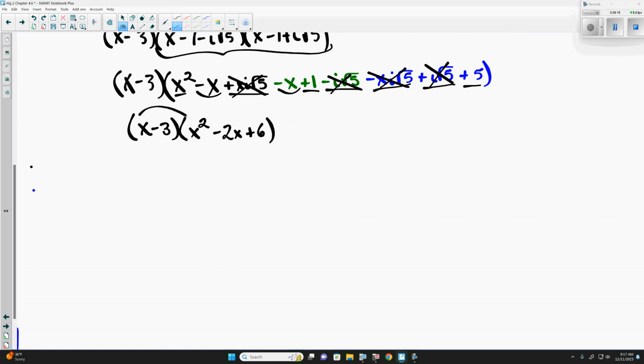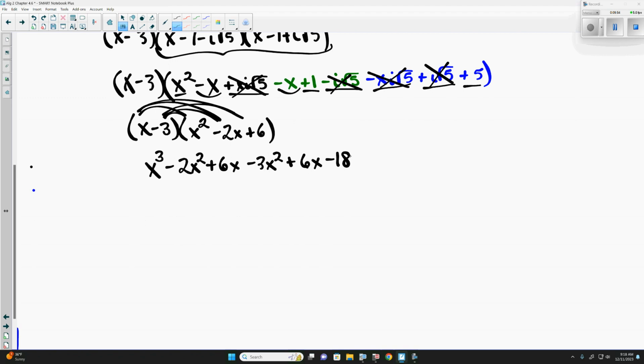Last thing we need to do is distribute these two here, and then we simplify. X times x squared is x cubed. X times negative 2x is negative 2x squared. And our x times 6 is plus 6x. We'll also distribute the negative 3. Negative 3 times x squared is negative 3x squared. Negative 3 times negative 2x is plus 6x. And negative 3 times positive 6 is negative 18.